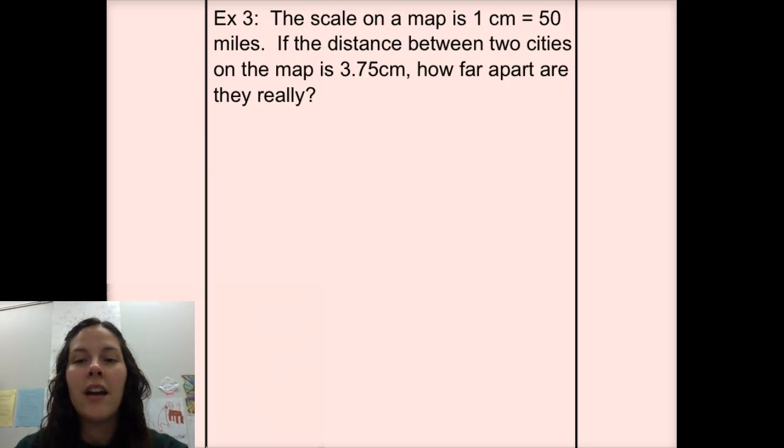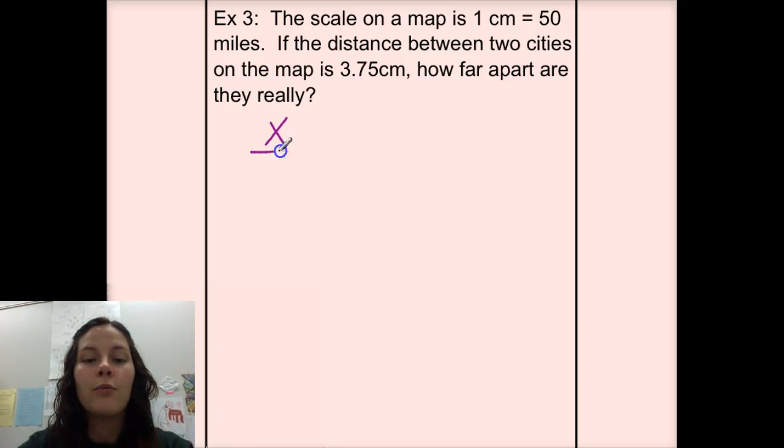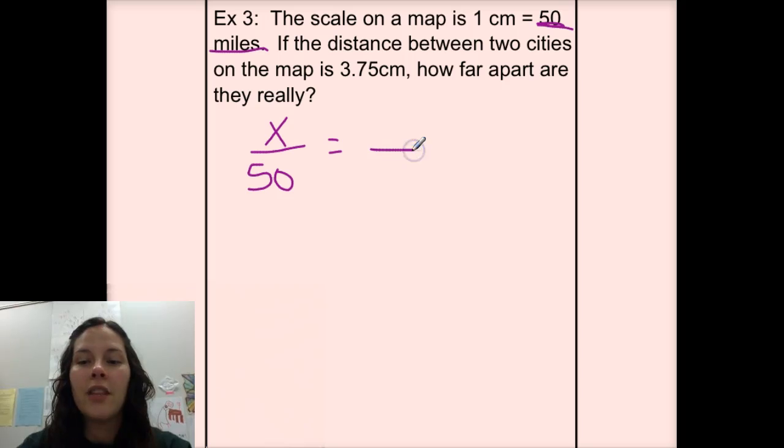Finally, we can look at the scale on a map. Every map has a scale that tells you how far apart cities actually are based on how far apart they are on the map. So the map is drawn what's called to scale, meaning the ratio of the distance between cities is the same on the map as it is in real life. So it's proportional. We're looking for how far apart the cities are in real life, and we were told that in real life they would be 50 miles apart if they are 1 centimeter apart on the map.